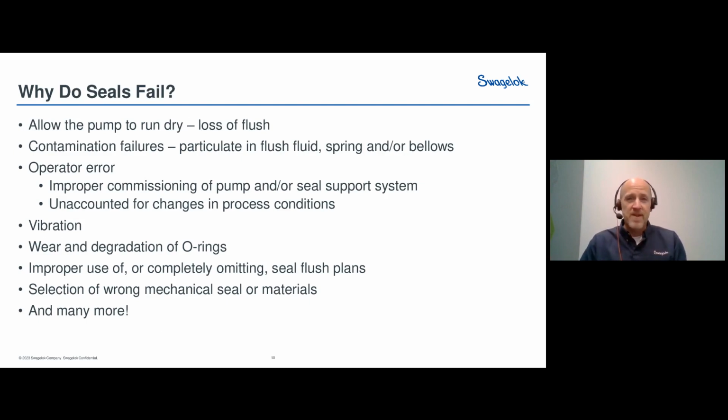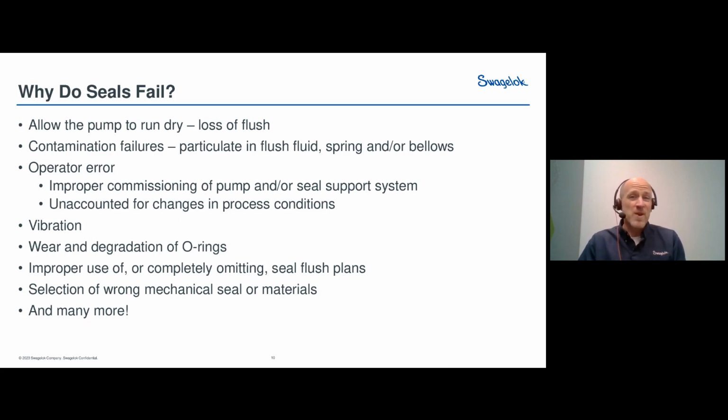There are a lot of different reasons why that seal could fail. Maybe the pump was allowed to run dry. When you first started the pump up, was there actually liquid in that pump? Or it could be that they lost flush fluid at some point, and maybe the seal doesn't fail right away, but by running it dry momentarily or for some period of time, you have decreased the lifespan of that seal. And so as a result, it will fail quicker than it might have otherwise.